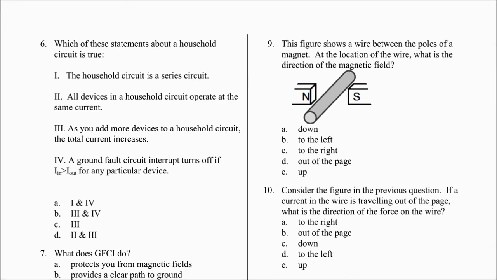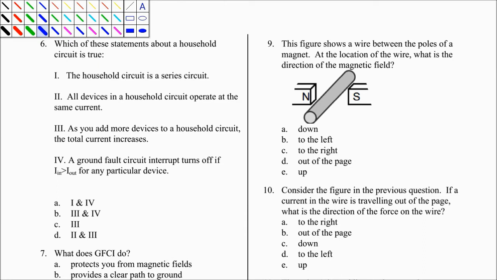Which of these statements about a household circuit is true? Household circuit is a series circuit. That's not true. All devices in a household circuit operate at the same current. Not true. They operate at the same voltage. As you add more devices to a household circuit, the total current increases. That is true. And a ground fault circuit interrupter turns off if I in exceeds I out for any particular device. That is also true. That's a GFCI. All right, so 3 and 4, B is the right answer.